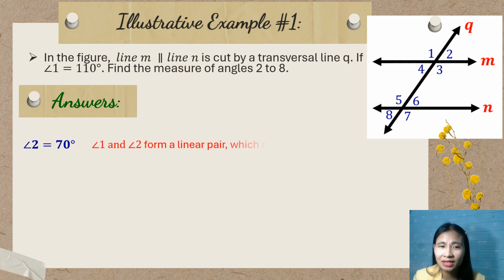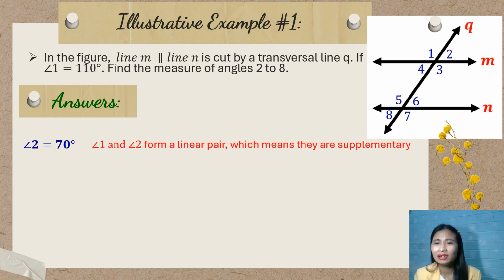Angle 2 is equal to 70 degrees. Why 70 degrees? From the given, angle 1 and angle 2 form a linear pair. By the definition of linear pair, or the linear pair theorem, if two angles form a linear pair, then they are supplementary. Since they are supplementary, the sum is 180.